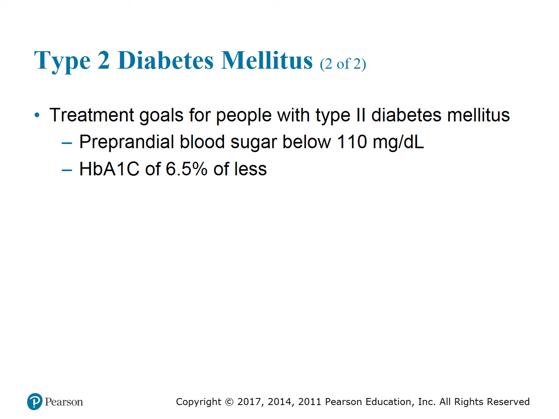They're doing an A1C of 6.5%. Should be 6.5 or less, not of less. I cut it off at 7. I'm sorry, I read the slide wrong. You want your A1C to be less than 6.5.